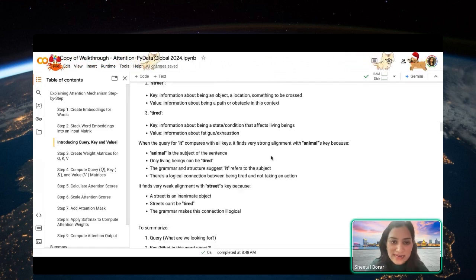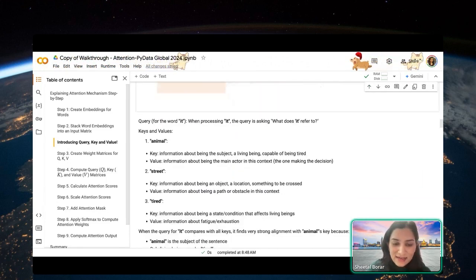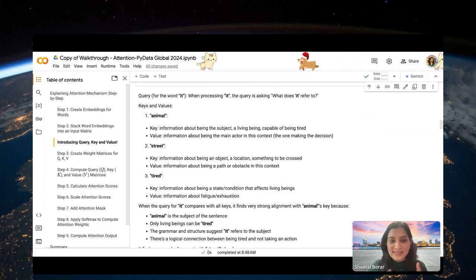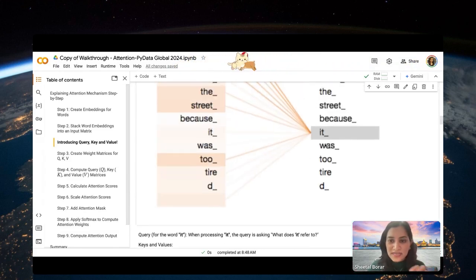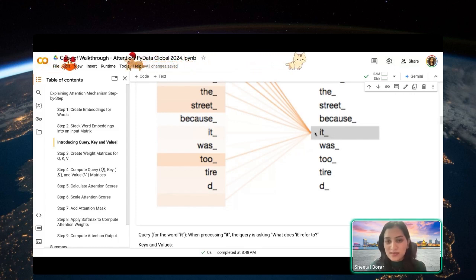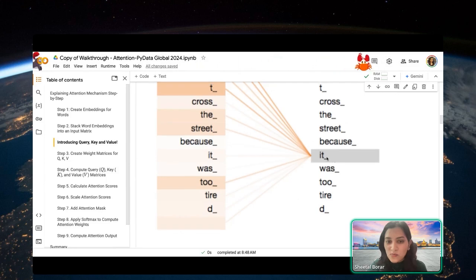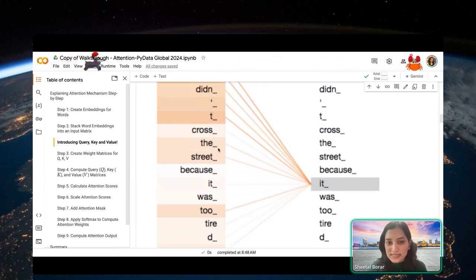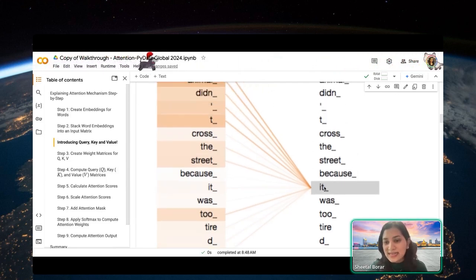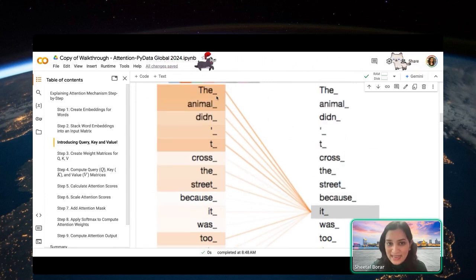Sure, let me just recap quickly. Basically, we are going to calculate three matrices: key, query, and value. For each of these words, we are going to check the query matrix of one word with the key matrix of all the remaining words to find out what's the relationship between that word and all the other words. And then we are going to essentially be able to understand what word is this word associated with. In this example, it shows that it is connected with the animal.